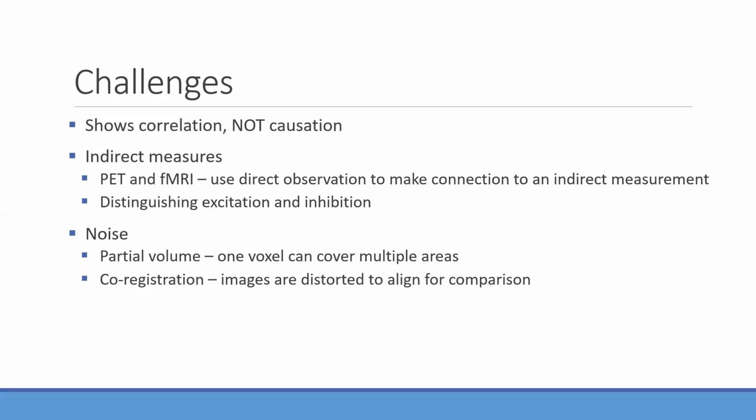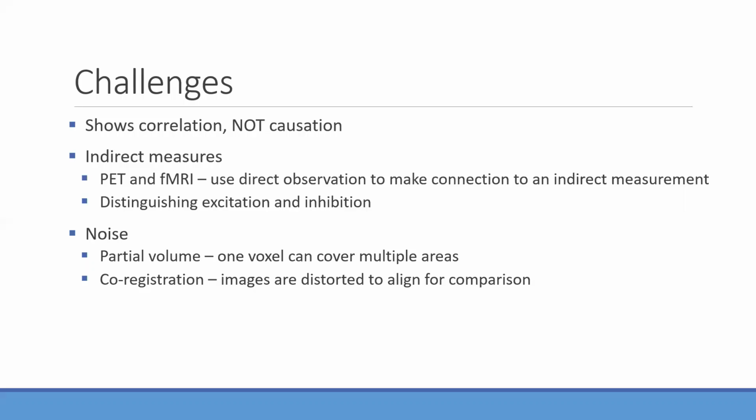Next, we have some issues with noise. So one of the problems is partial volume, and this is where one voxel can cover multiple areas. So the smaller a voxel is, the weaker the signal strength is going to be. So sometimes to get a better signal, the voxel size will be increased, which means it covers more brain areas, but then this means it might pick up on multiple different areas or multiple different cells.